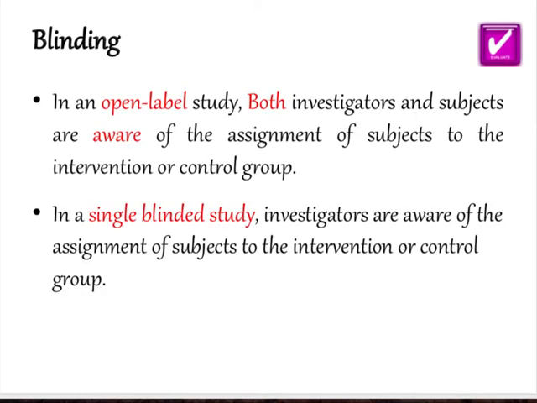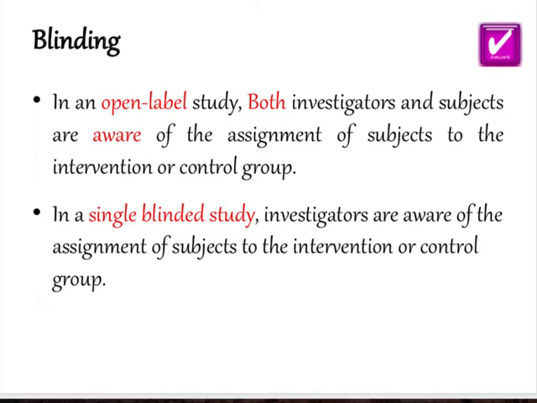So the first type is open label. Open label means, and we have taken this in the peer review as well, that both the investigator and the subjects are aware of the assignment. Nobody is blinded at all. And I need you to think, in which study is it ethical, or is there no bias, to make an open label study?